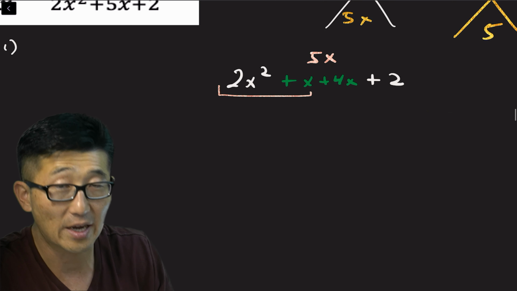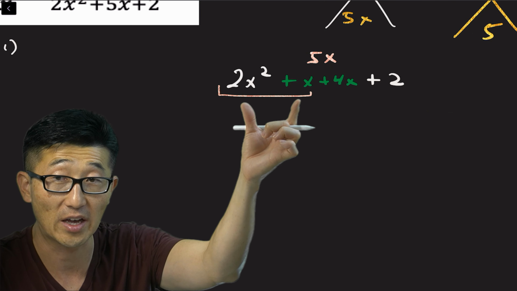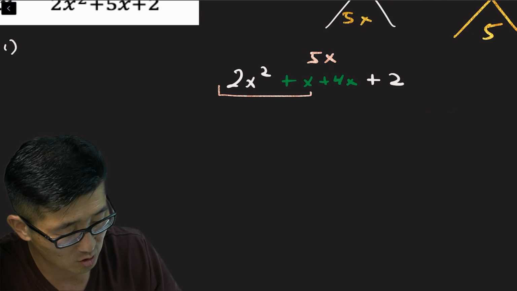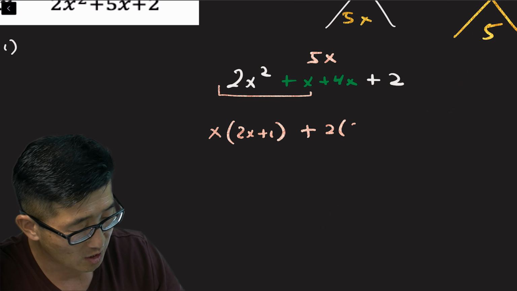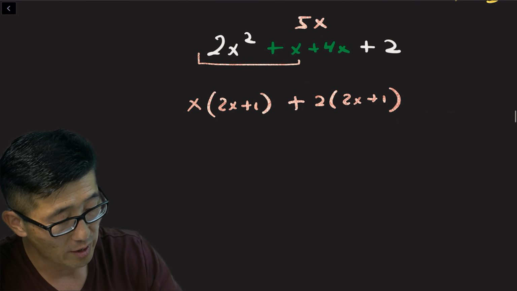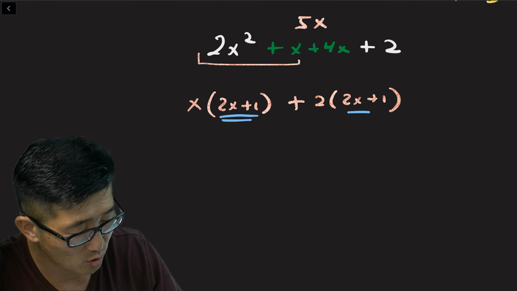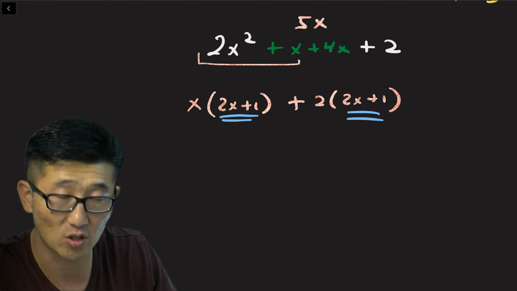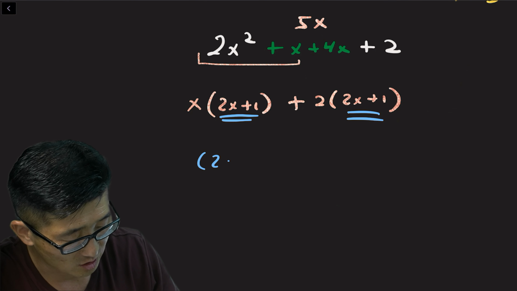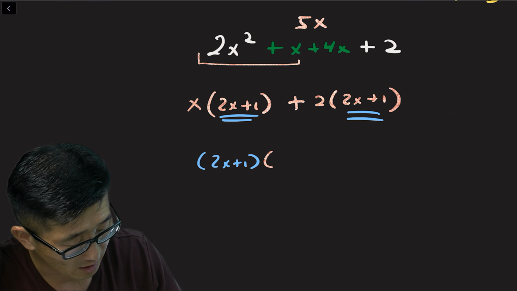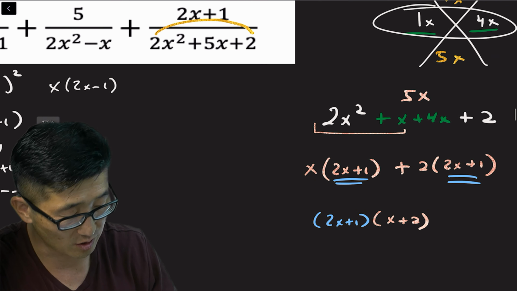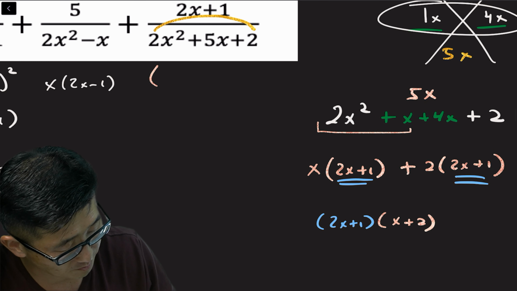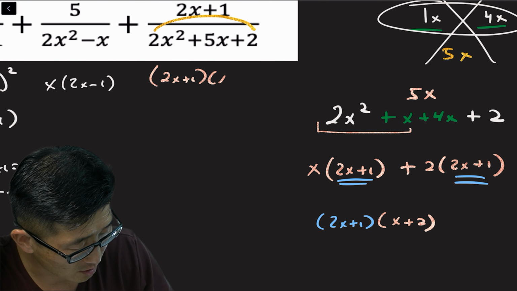So we factor by grouping. What does that mean? You group the first two and you factor separately. This will become x parenthesis 2x plus 1. Don't forget the plus sign, and then you factor out a 2 from both of those, and this becomes 2x plus 1. When you have these two looking exactly the same, you know you're on the right track, and you can factor those two out. So you write this as 2x plus 1 and x plus 2. So that's your factor for that expression. So 2x plus 1 and x plus 2.